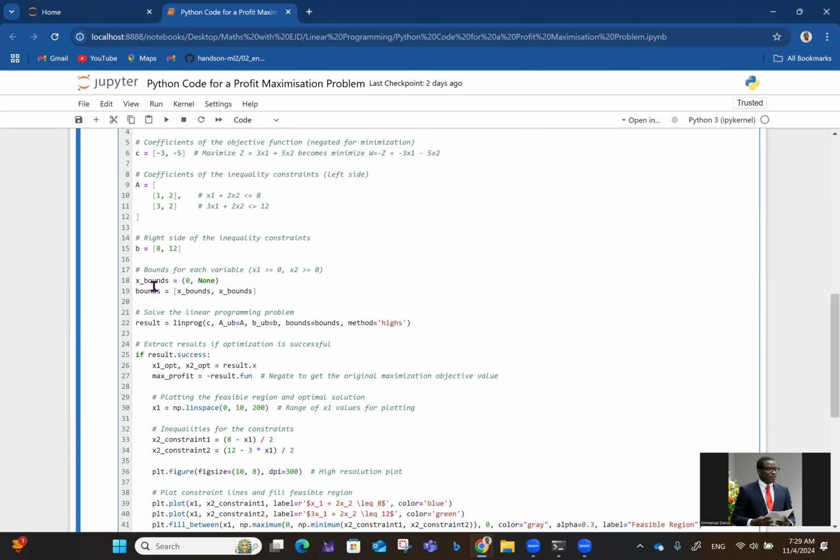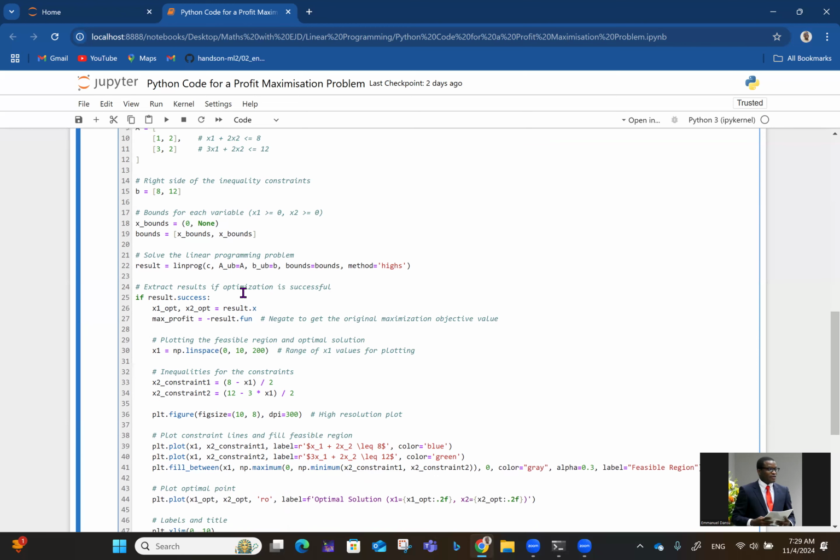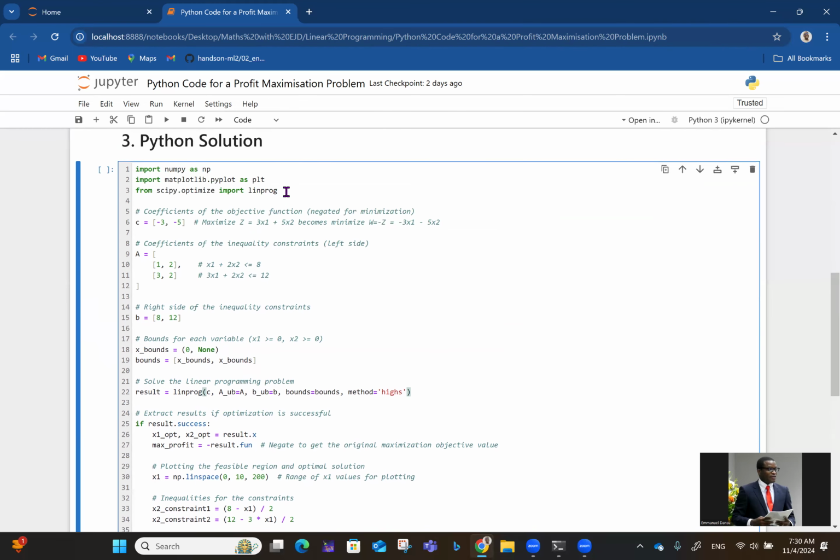So now in line 19, you define the bounds. So you have x bounds, comma, x bounds. Okay. And then in line 22, this is where the linear programming is actually happening. So solve the linear programming problem. So that's where you now call the linprog from scipy.optimize.